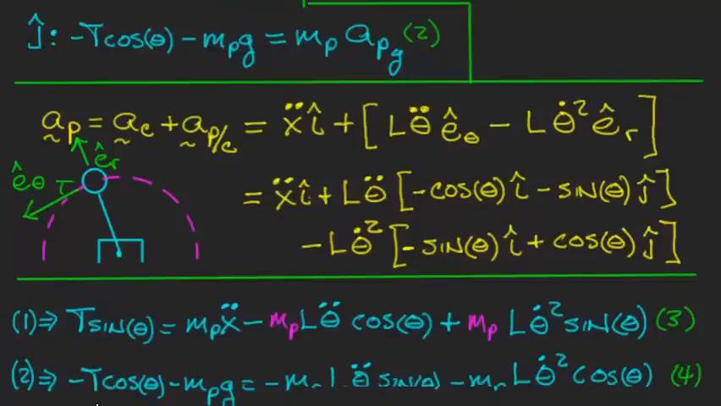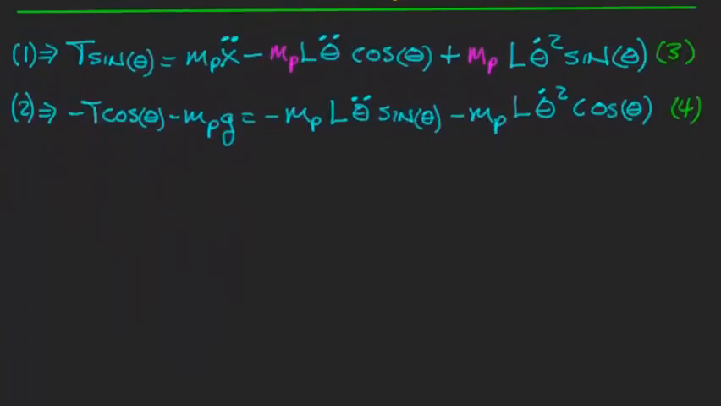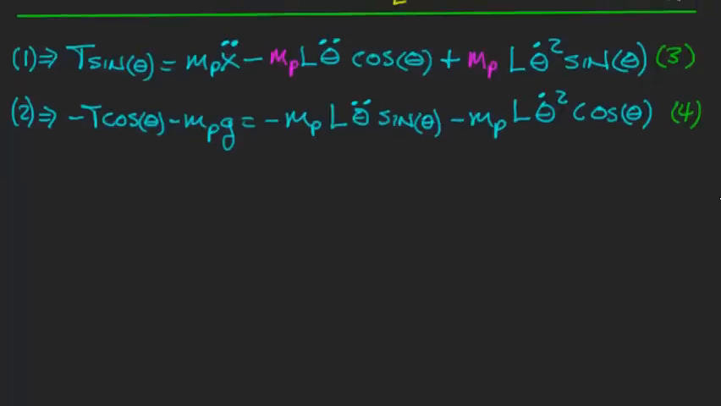And in this problem, it is actually quite easy to get rid of the tension. So I suggest we do it. So let's go ahead and do that. And here's how I'm going to do it. Got a little trick up my sleeve. So I'm looking at these two equations right here, number 3 and number 4. And what I'm going to do is take equation number 3 and multiply it by cosine of the angle theta, and then add to it equation number 4 multiplied by sine theta.